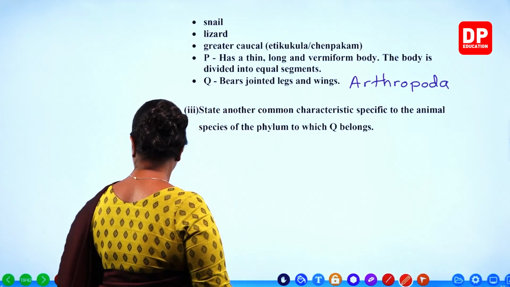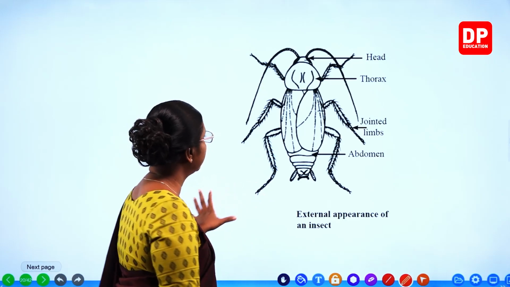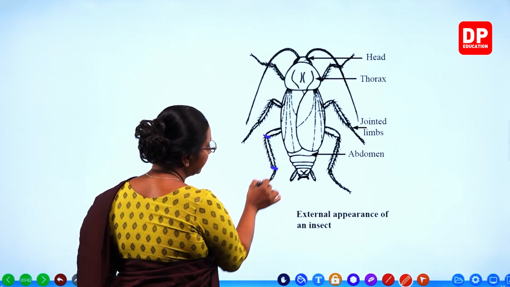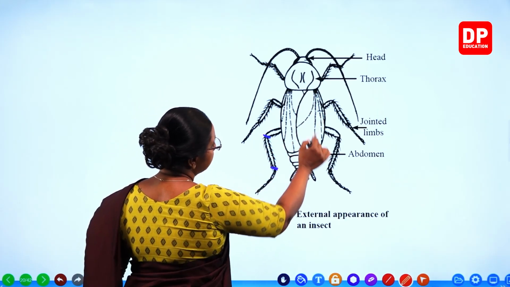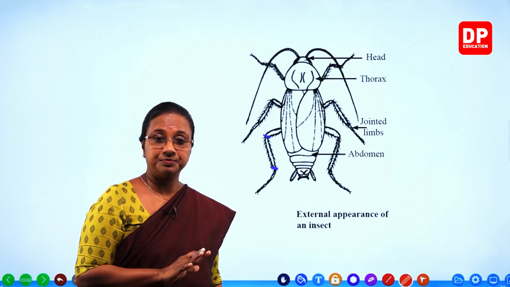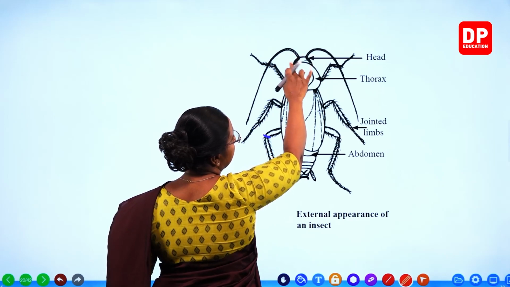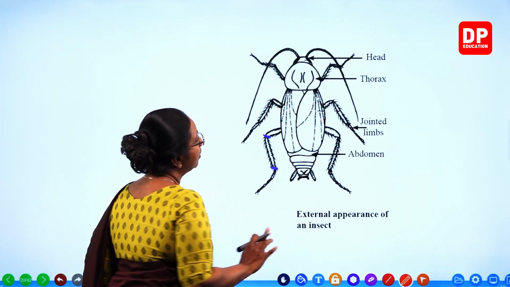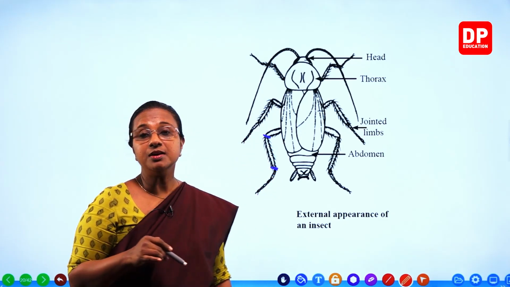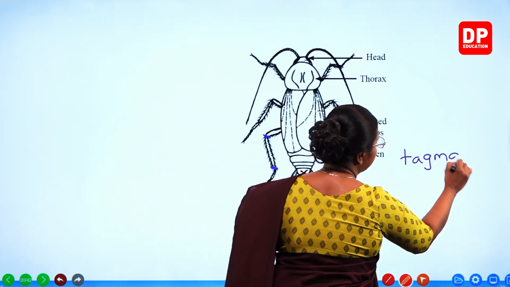As an example, in the next slide, I have the diagram of the external appearance of an insect. Here you can see these are jointed legs. You can see the joint here, here, like that. Then you can see the wings there. Then what are the other features you see here? If it is an insect, they have the antenna, the head, then thorax, abdomen, all that is seen. Now, what are these parts? The head, thorax, abdomen, what do we call them? They are known as tagma. How does this tagma form?